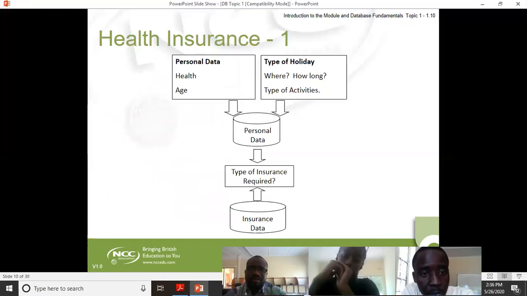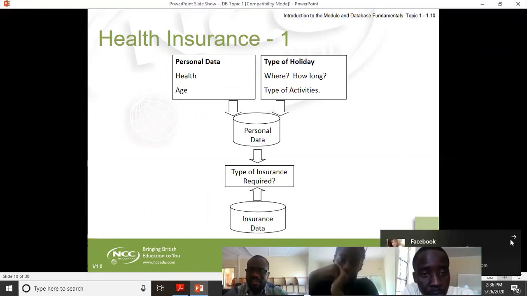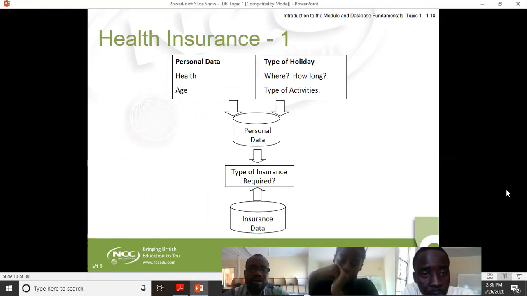This is an example of a database for health insurance. This is just the architecture of a health insurance database, or any other database apart from health insurance. The architecture is the same. So we have what looks like a container, that's the database, then the types of insurance required, then the personal data. We'll look at this later.